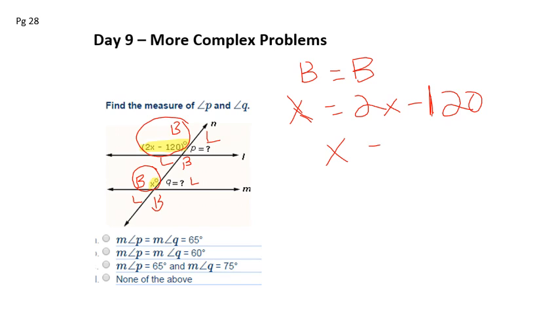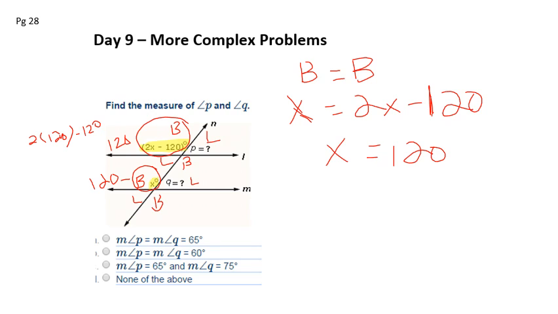We can solve this by hand or solve it in the Desmos calculator. We're going to get x is 120. So if we plug that in here, it'll just be 120 because that's just x. And here, 2 times 120 minus 120 is 240 minus 120, which is also 120. So that's not so bad. But that doesn't answer completely our question of what is P and what is Q.